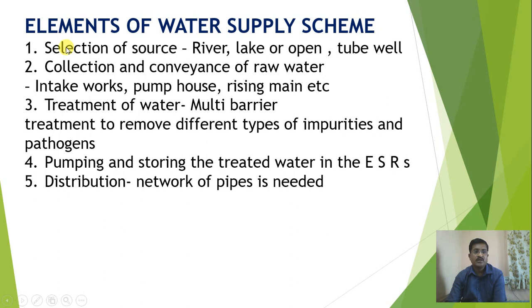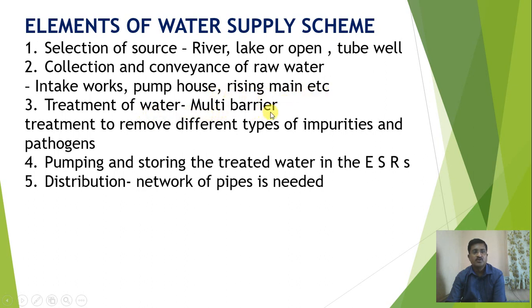Now, what are the elements of the water supply scheme? Again, we are going to go into detail, but today we'll have the introduction. First, we have to see the selection of the water source: river, lake, or any open water source. Remember, tube wells too; these are the various water resources. Then collection and conveyance of the raw water: intake works, pump house, rising main, etc.